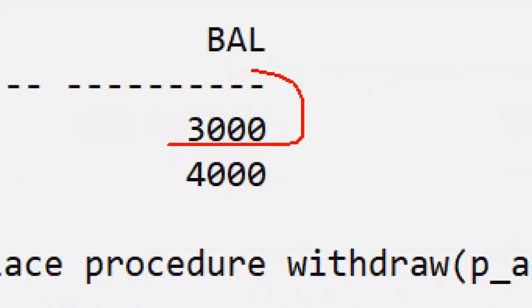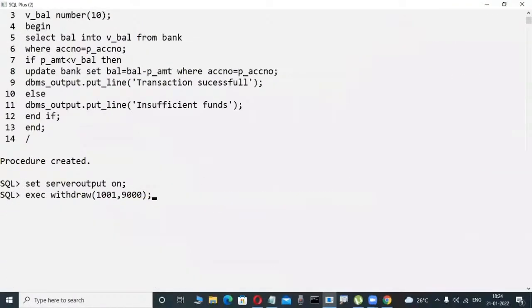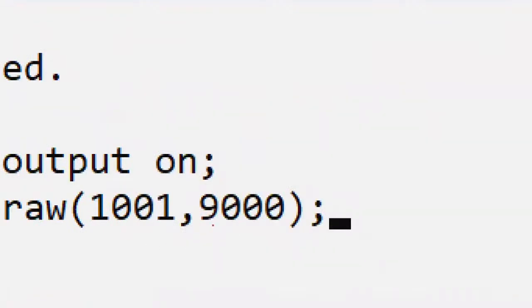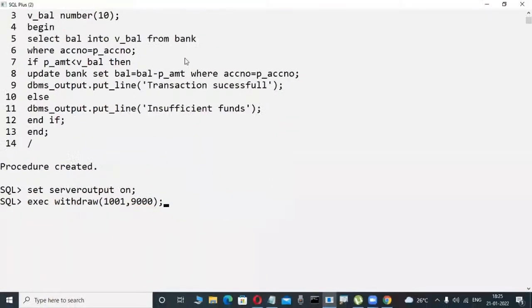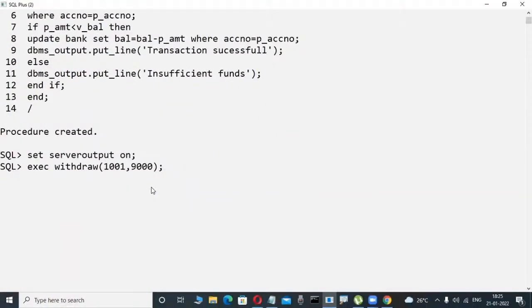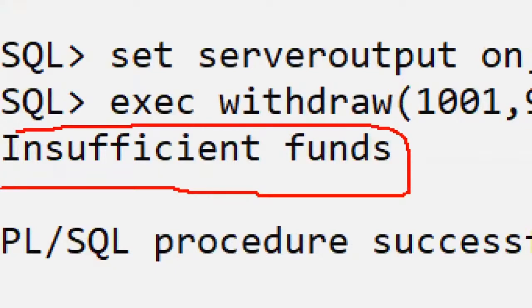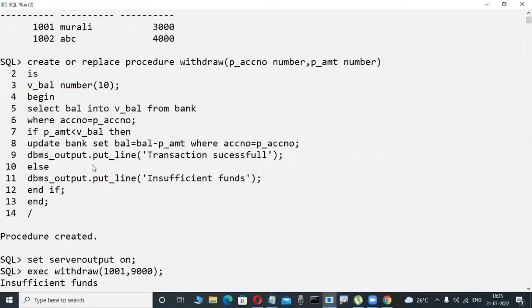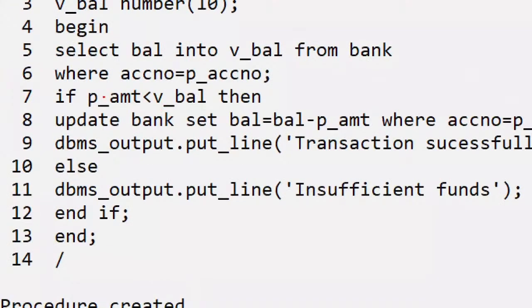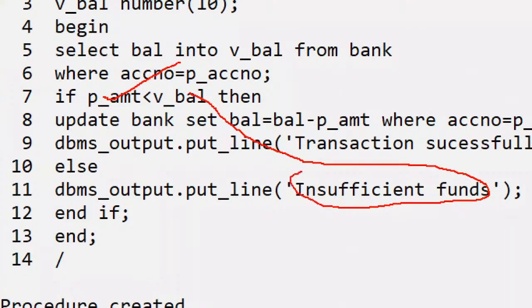Now my balance is how much? 3,000. In my table, 3,000 is the current balance. Now my account number is 1001, but I try to withdraw how much amount? 9,000, because this program I'm writing only, don't worry. Whenever I try to withdraw 9,000, is it possible? No. So now here it will give a message: insufficient funds. It will display the message or not. How is it possible? This coding is executed, whatever I'm writing, that is executed. Or maybe your amount is more than the available balance. That's why insufficient funds only. It will display the message or not. Yes.